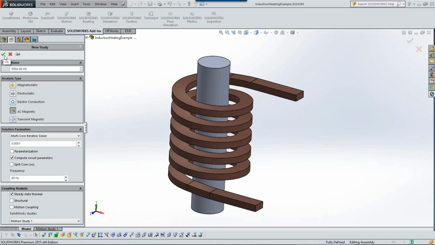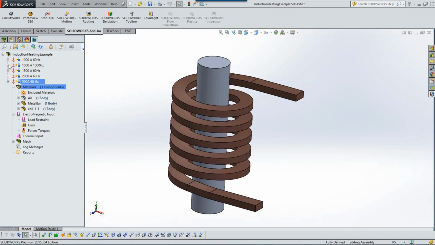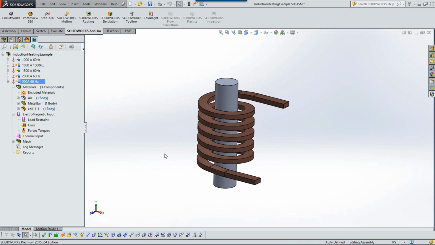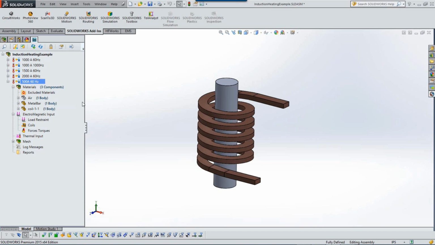So when we define a study, this is what we do. Once you define a study, EMS generates a study tree for you. Now this study tree might be very familiar for people who are well versed with SolidWorks. It's very similar to the SolidWorks study tree where you have different components. The simulation study tree is extremely similar.